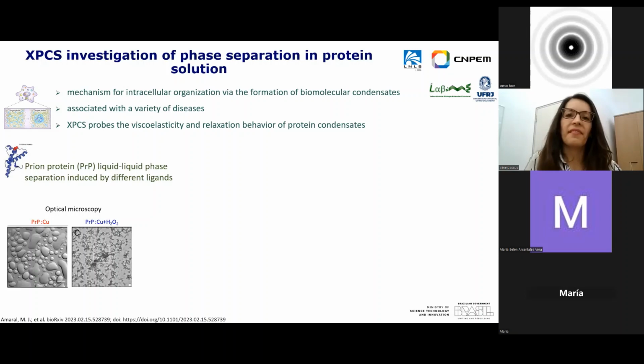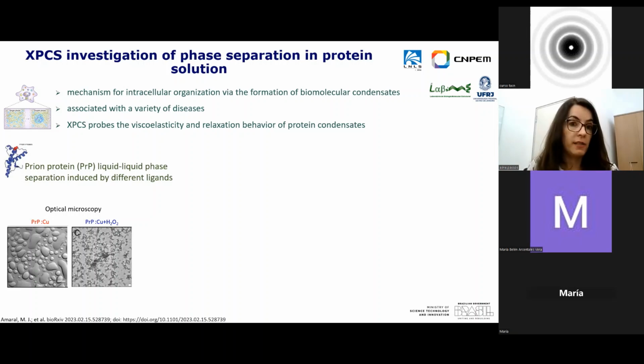So the next example I will show is from a user that we have here. They were interested in studying phase separation in protein solution. Phase separation is a natural mechanism that occurs in the cells. It's used to organize the intracellular organization, forming biomolecular condensates, but it's also associated with a variety of diseases. And it's really hard to study the system because it's close to gels: it starts from a few proteins that can aggregate, can form a gel, can form a solid. So we have this broad time and length scale.